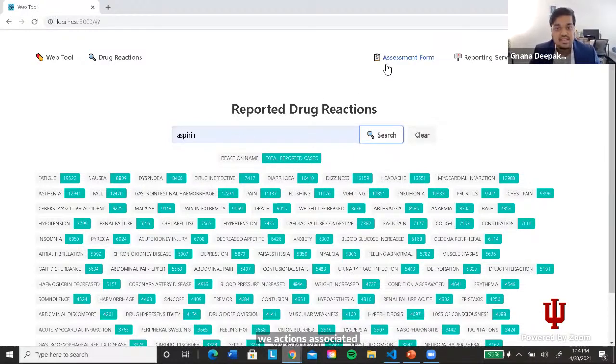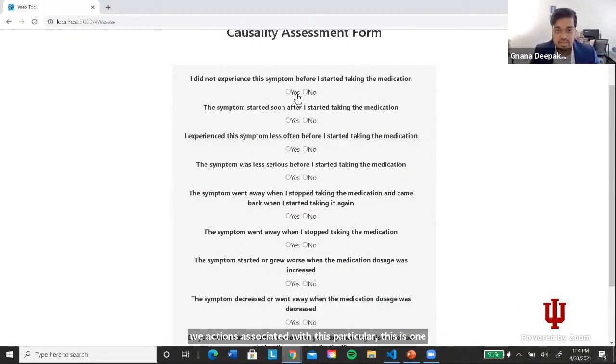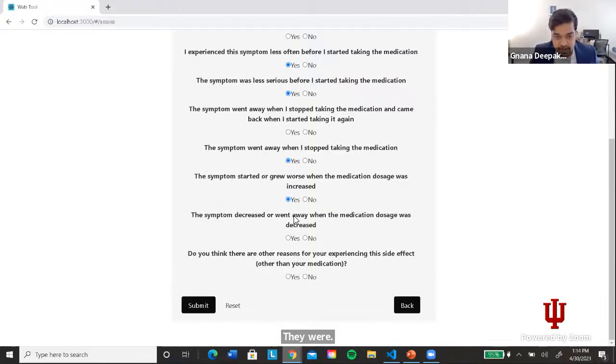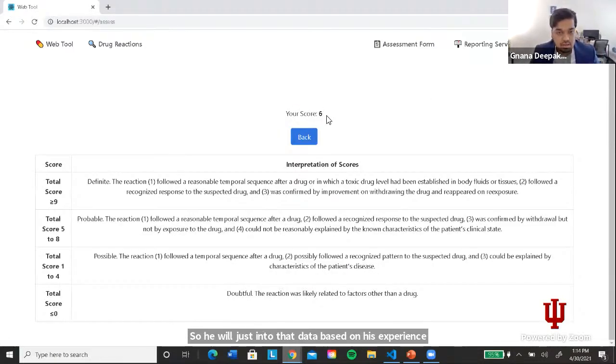This is one example. And the second component is the assessment form, a simple questionnaire. Whenever the user comes, it's a straightforward question: did you experience the symptoms before starting the medication, or experience the symptoms less often? So the user will just input that data based on his experience and hit submit. Then this page will give the score, and this is the reference standard scale for comparison. Here is a 0 score or 1 to 4 score.